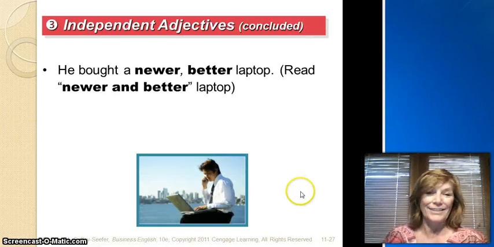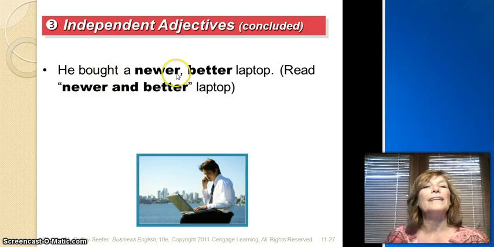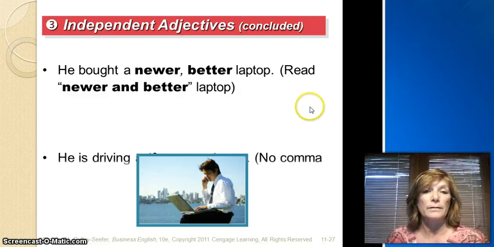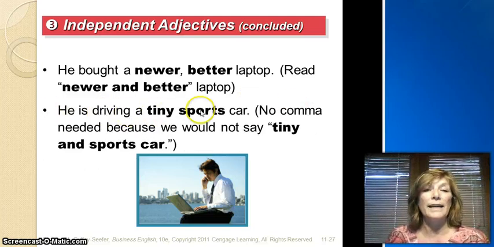For instance, here we are. He bought a newer, better laptop. We could say that he bought a newer and better laptop. If we can read it like that, then we can put the comma there. He is driving a tiny sports car. We wouldn't say "tiny and sports car," so we don't put a comma there. So if you can remember this little trick, you'll do it correctly.